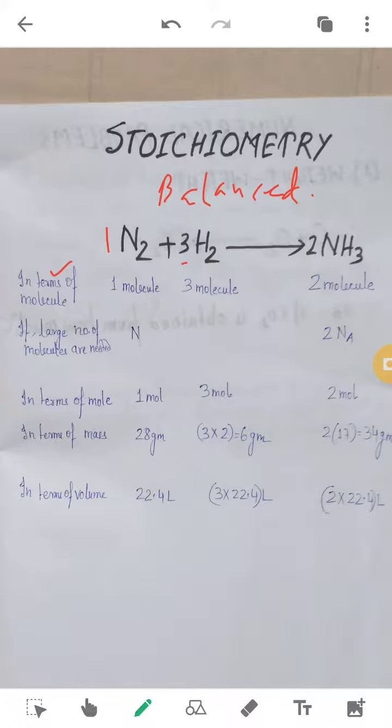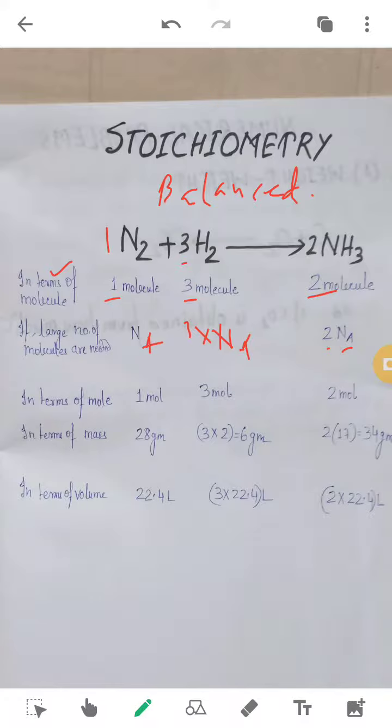In terms of molecules, 1 molecule of nitrogen reacts with 3 molecules of hydrogen to give us 2 molecules of ammonia. And if that is taken as a large amount, because in chemistry we deal with a large number of molecules, we don't deal with 1 or 2 or a very small number. Suppose you require 2 into Avogadro number, that is 2 into 6.022 into 10 to the power 23 molecules of ammonia. So how much nitrogen are you going to take? Na, that is Avogadro number of molecules, and for hydrogen it is 3 into Avogadro number of molecules.